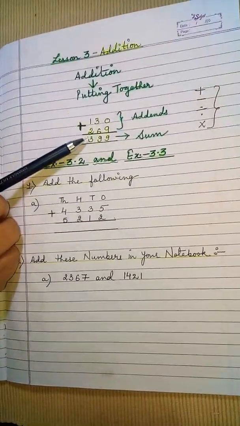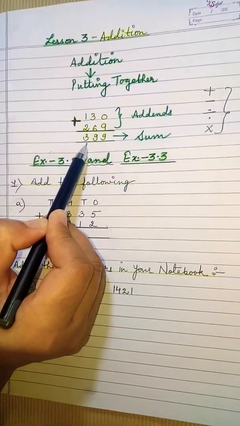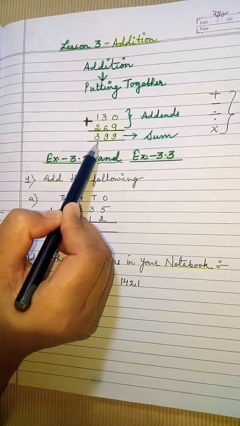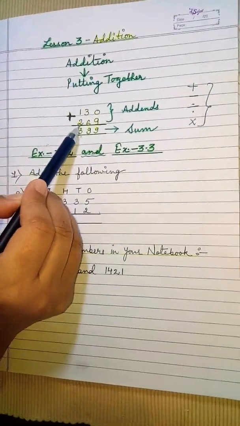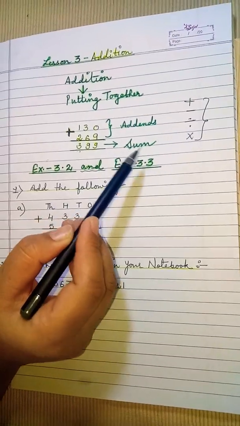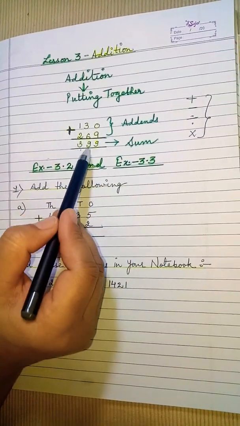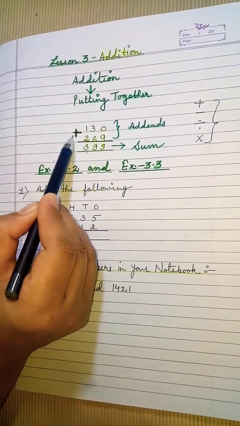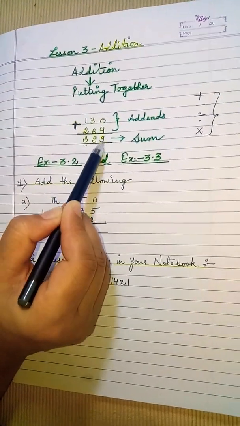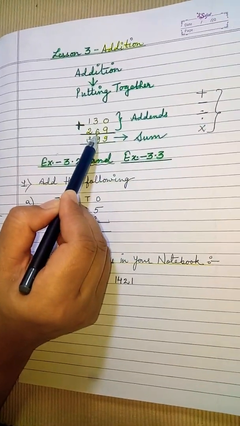The total of two numbers is called sum. Children, maths has its own language. So the addition of two numbers is called sum. Like here you can see two numbers are given and another number which is formed after addition is 399. So 399 is the sum of two numbers.